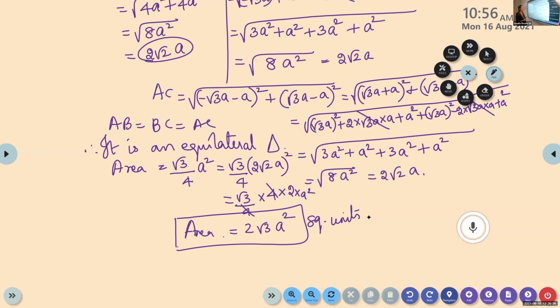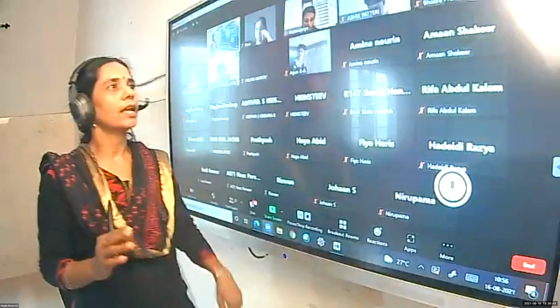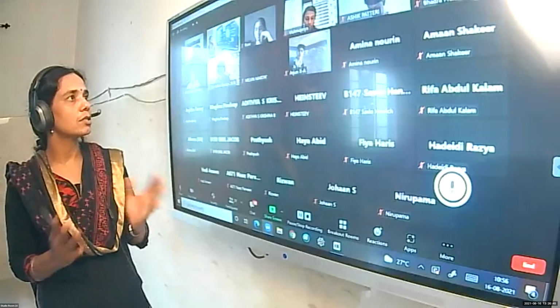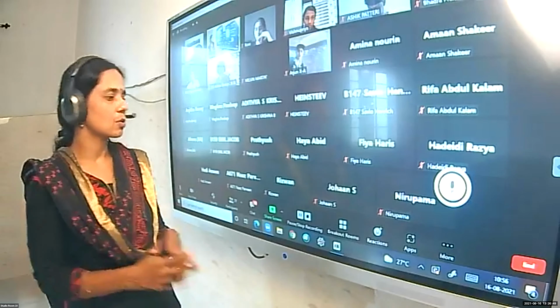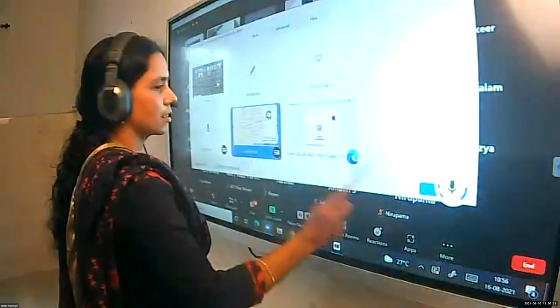Suppose the four vertices are given, how can we check? We'll be checking this part. Suppose you are given four vertices, then we calculate all the four sides. You have to calculate all the four sides. In which case will you say it is a square, a rectangle, rhombus, or parallelogram?